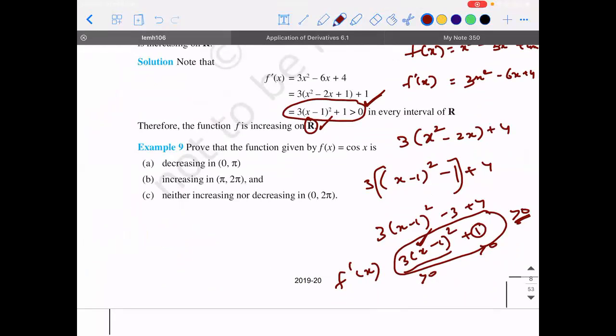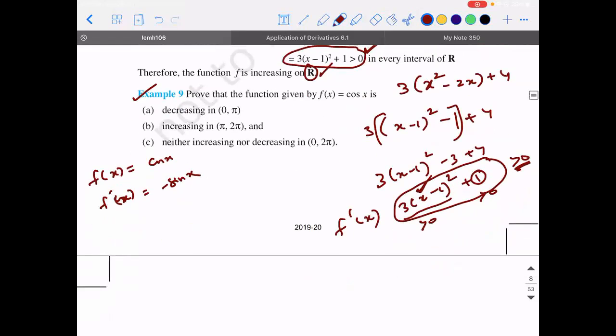Okay, next. We'll do one last problem. So prove that the function f of x is equal to cos x is decreasing on 0 to pi. So f of x is equal to cos x. What is f dash of x? Minus sin x. So if I put minus sin x as less than 0, then I can say f dash of x is less than 0 means I'm taking the condition for decreasing. So minus sin x is less than 0 means sin x is greater than 0.